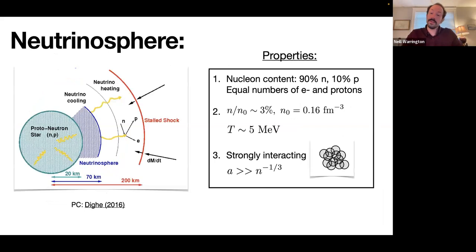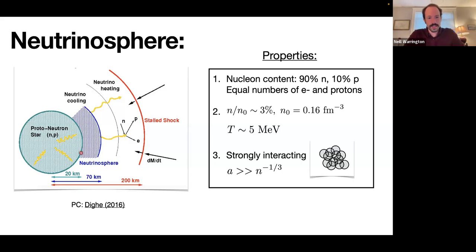Okay, so now that we know that neutrinos are important, let's review the neutrinosphere. And basically, what I'm going to try to do for the rest of the talk is slowly reduce this to a solvable nuclear physics problem. But there's some phenomenology that is fun to understand along the way.